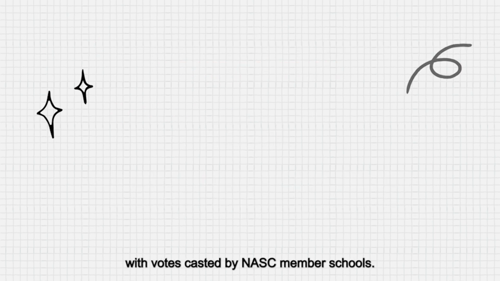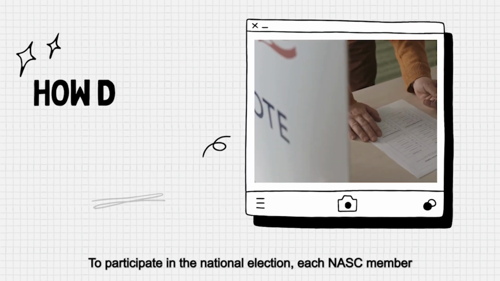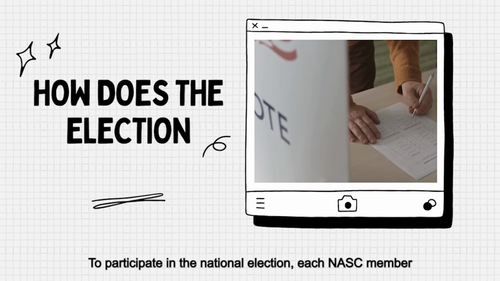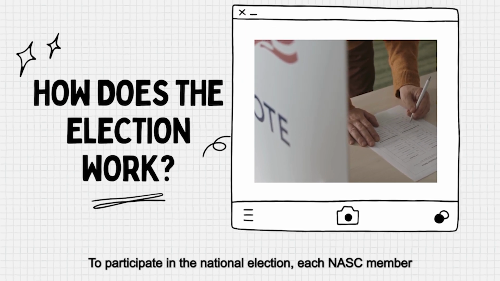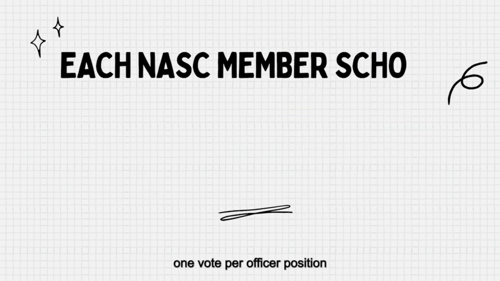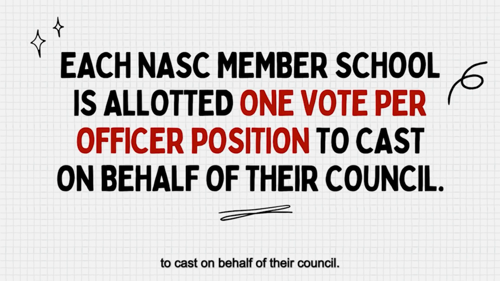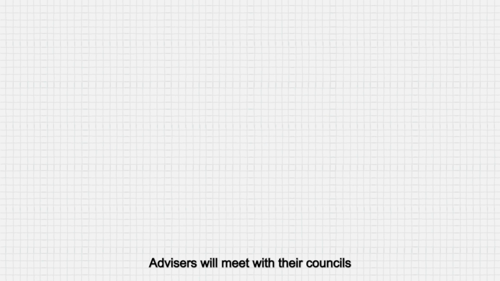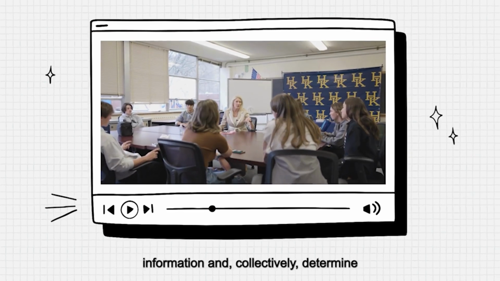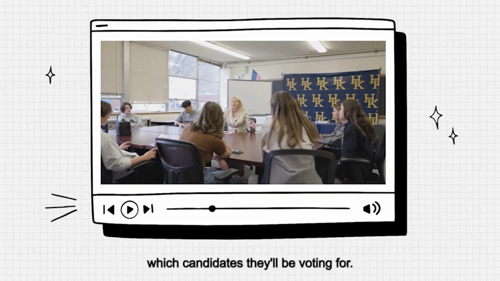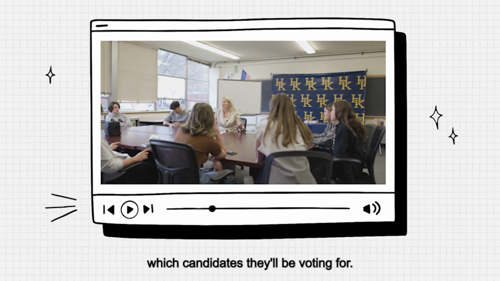To participate in the national election, each NASC member school is allotted 1 vote per officer position to cast on behalf of their council. Advisors will meet with their council to review candidate information and collectively determine which candidates they'll be voting for.